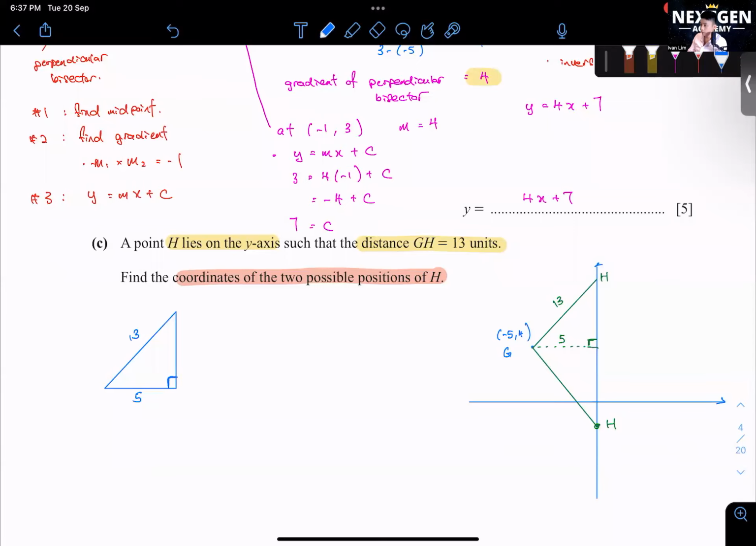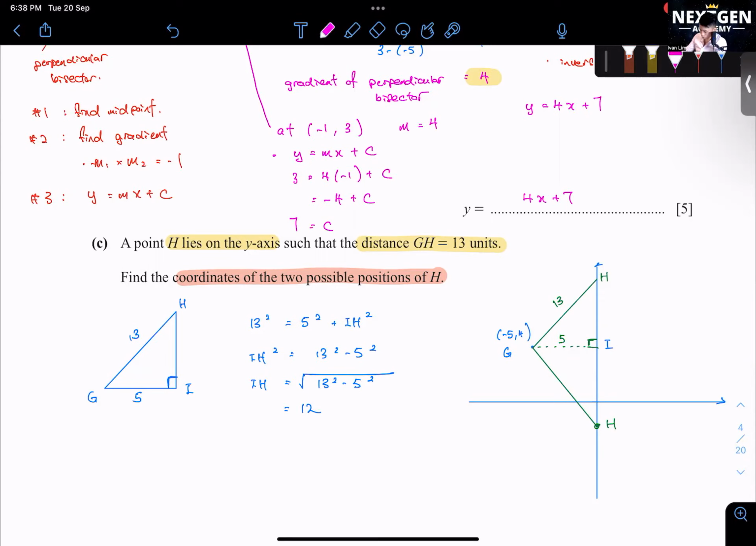Let's say I want to find, I give a name here. I put this as I. Let's just say this is IH. So what is IH? I can say that 13 squared equals 5 squared plus IH squared. IH squared equals 13 squared minus 5 squared. IH equals square root of 13 squared minus 5 squared. Just type in a calculator, you get 12. So you see over here, right?